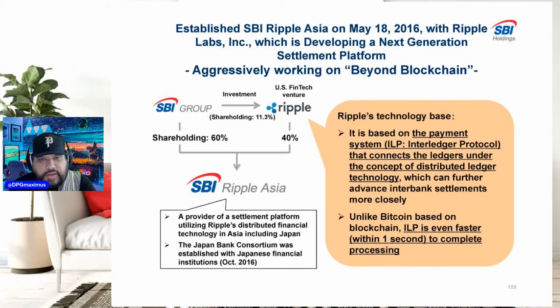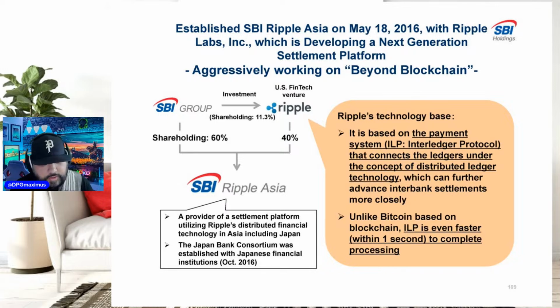Established SBI Ripple Asia on May 18, 2016 with Ripple Labs Inc., which is developing a next generation settlement platform, aggressively working on, quote, beyond blockchain. You see SBI Group investment shareholding, obviously 11.3%, in the US FinTech venture, which is obviously Ripple. It says Ripple's technology base is the payment system ILP, Interledger Protocol, that connects the ledgers under the concept of distributed ledger technology, which can further advance interbank settlements more closely. Unlike Bitcoin, based on blockchain, ILP is even faster, with 1 second to complete processing.